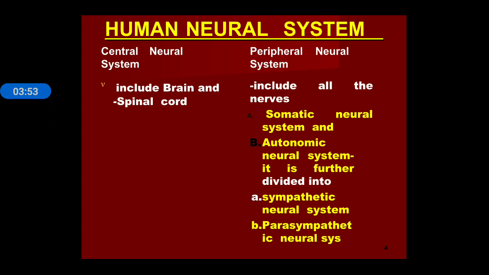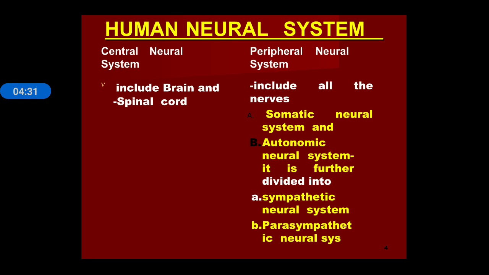Human neural system is mainly divided into two: central nervous system and peripheral nervous system. Central nervous system includes brain and spinal cord, and peripheral nervous system includes the nerves that arise from brain and spinal cord, meaning from brain cranial nerves arise and from spinal cord spinal nerves arise. So spinal nerve and cranial nerve combine to form peripheral neural system, and they are further categorized into somatic neural system and autonomic neural system.